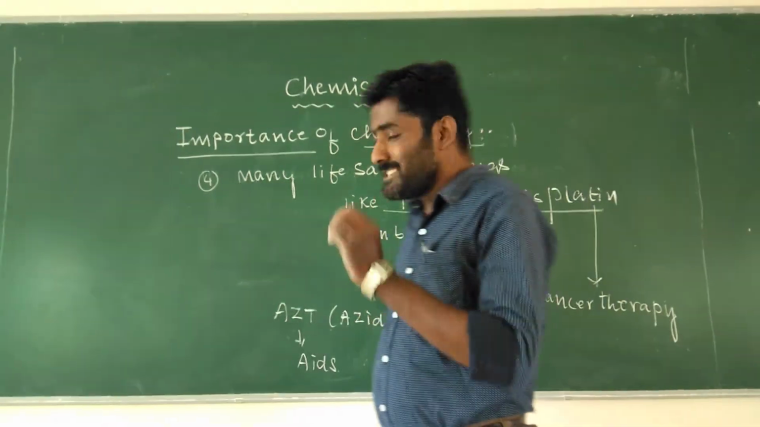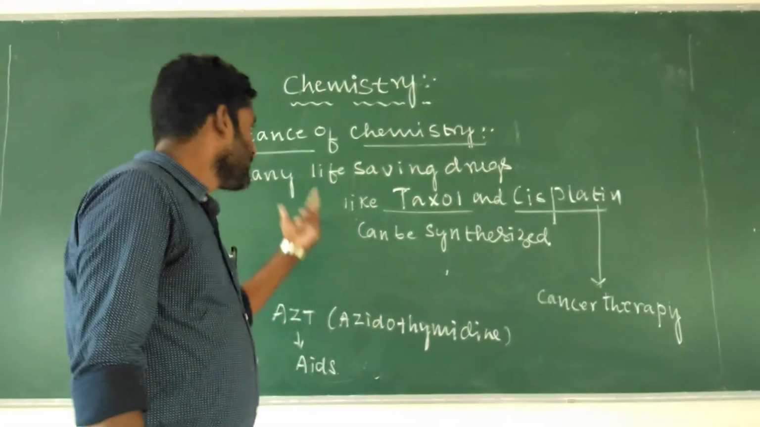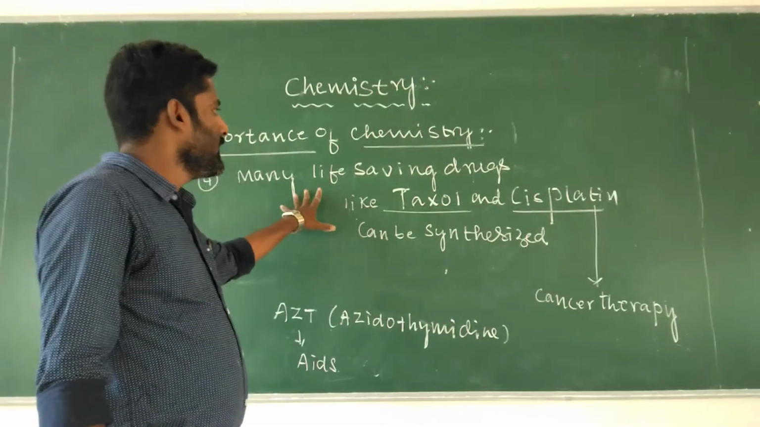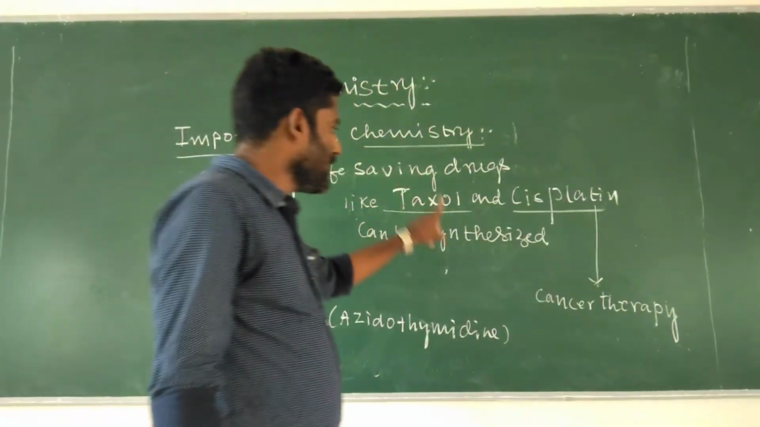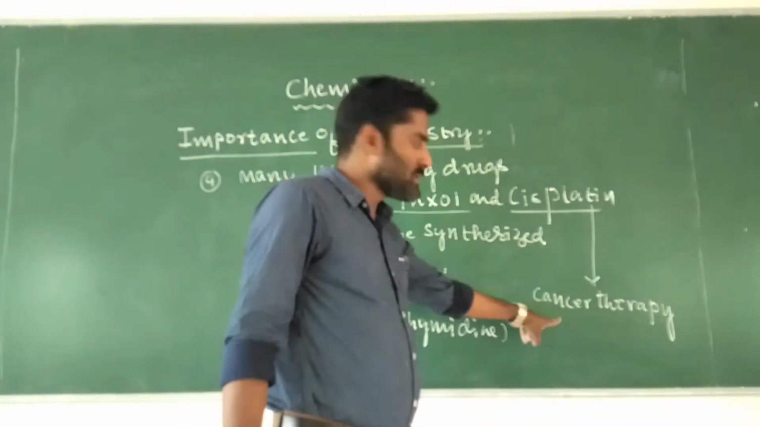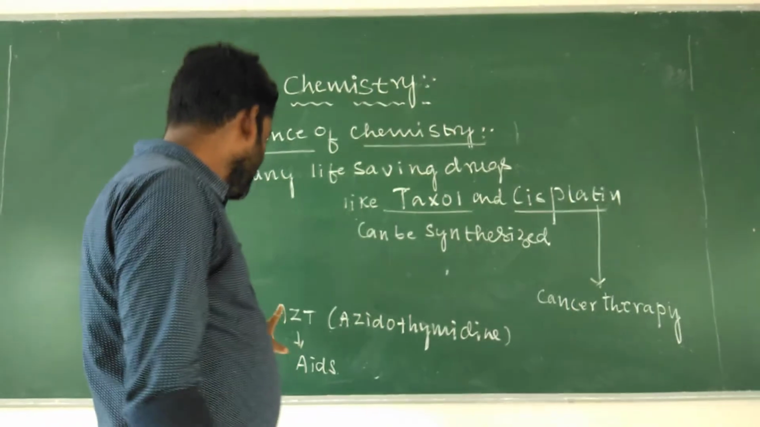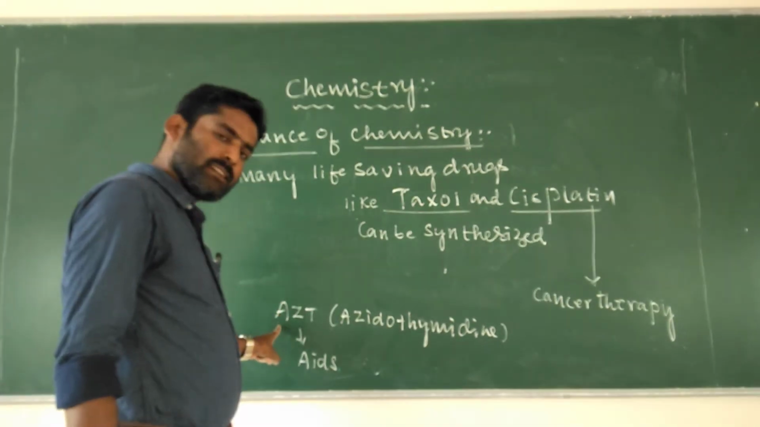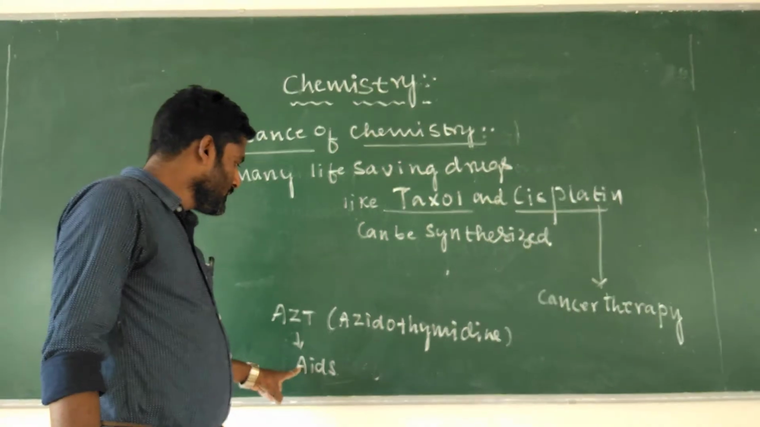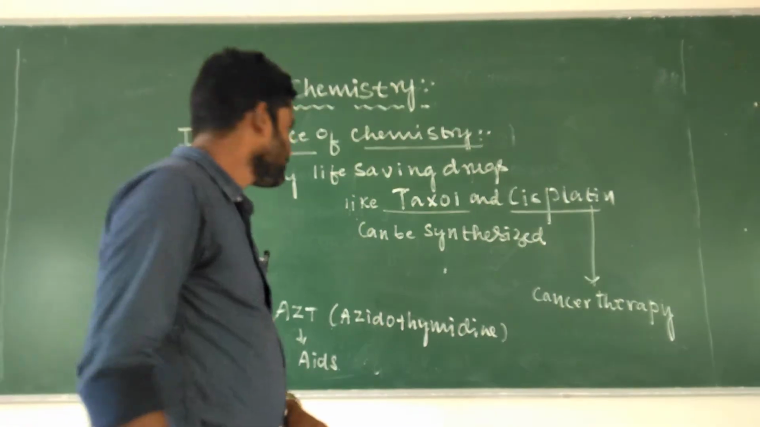So like this, principles of chemistry are very important in preparing many life saving chemicals like taxol and cisplatin, which are used in cancer therapy to treat cancer patients. And AZT, azidothymidine, is a chemical substance which can be used to treat the major disease AIDS.